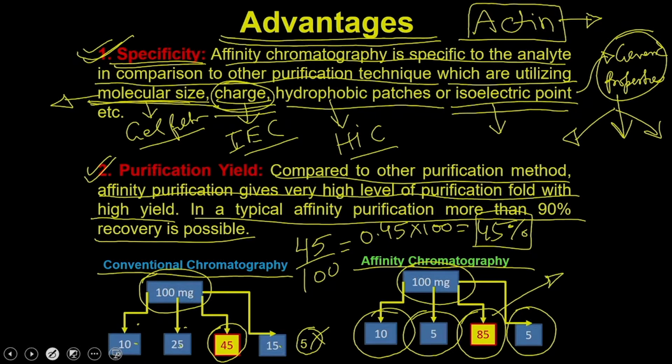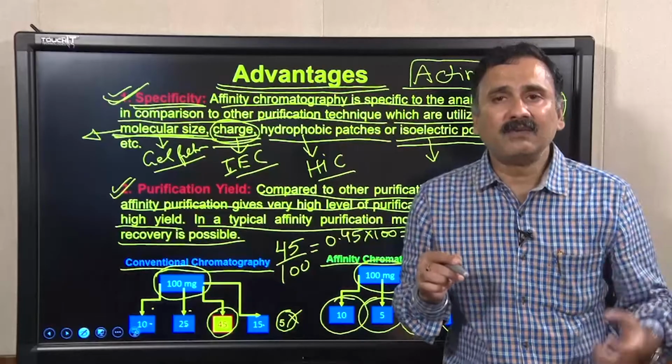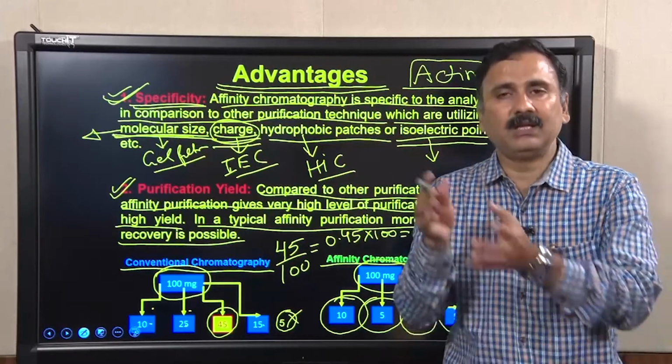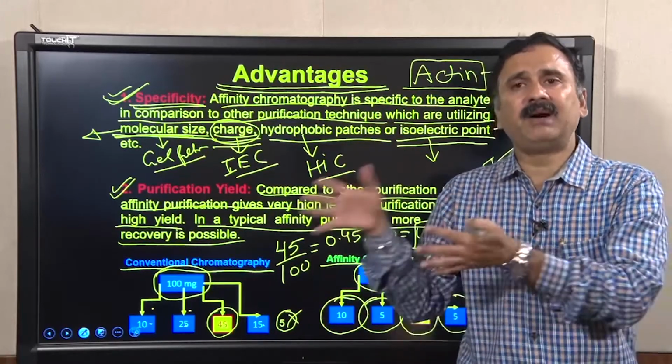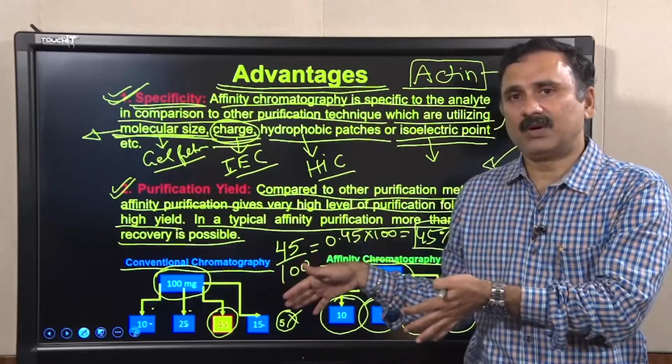And imagine, what is going to be the purification yield? 85 divided by 100 into 100. So, that is going to be 85%, which means you are going to recover whatever you have in the crude mixture simply by employing the affinity chromatography.